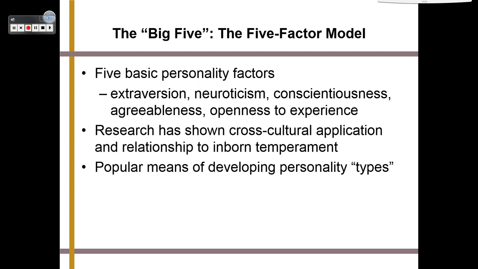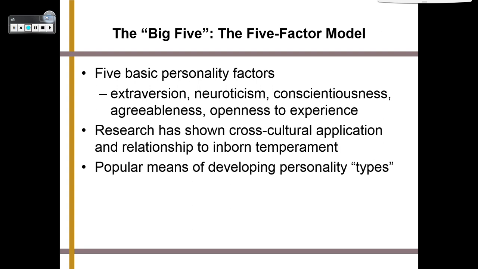Hans Eysenck's theory led to the major trait theory that we'll be focusing on, which is the Big Five theory, or the 5-factor model. It says that there are 5 basic personality factors: extroversion, neuroticism, remember that's how excitable you are, conscientiousness, agreeableness, and openness to new experience. Research has shown cross-cultural application and relationships to inborn temperament, meaning that these 5 factors seem to be applicable to people from all over the world.